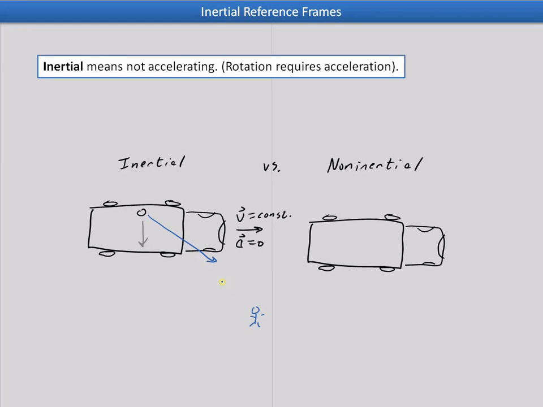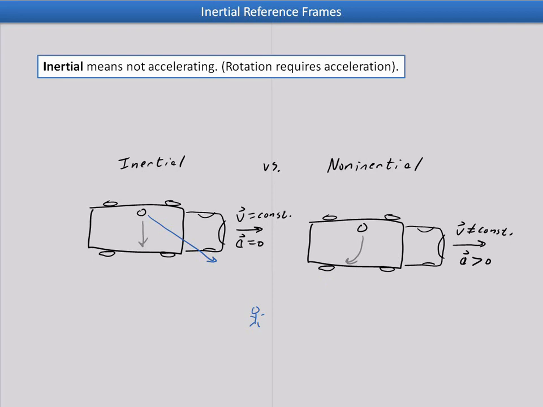Okay, now in the non-inertial reference frame, we have the same ball, it's given a kick, but from the point of view of the truck, which is not moving with constant velocity, let's say that the acceleration is positive, so the truck is speeding up. What somebody in the truck would see is that the ball seems to bend off to the left. It still goes across the truck, but it's being left behind as the truck accelerates.